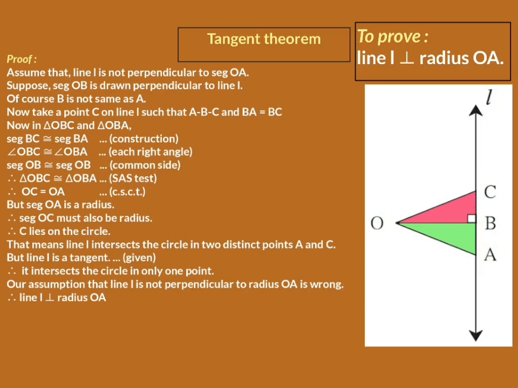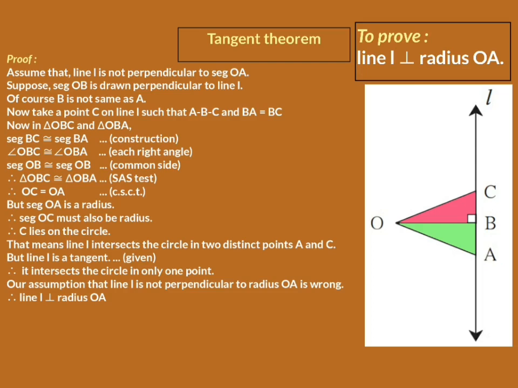But line L is tangent to the circle, and we know the definition of tangent, that a line which intersects a circle in one and only one point is said to be a tangent. Now line L is a tangent to the circle and point A is the point of contact, means point A is the common point between circle and tangent, and here we got another common point, that is point C. That means line L intersects the circle in two distinct points, that is point A and point C, which is a contradiction to the definition of tangent.